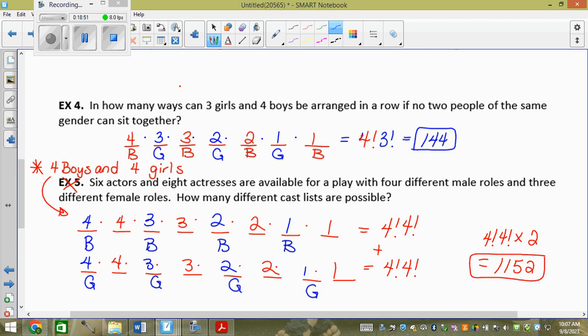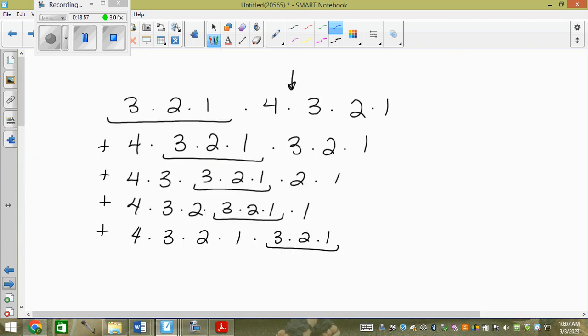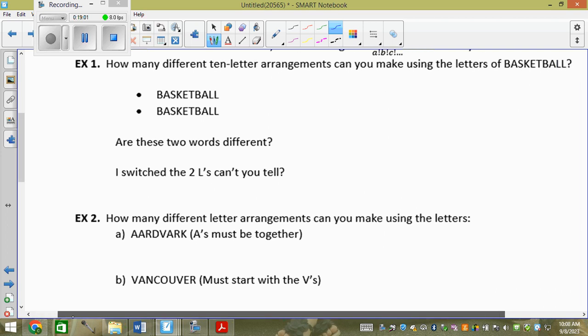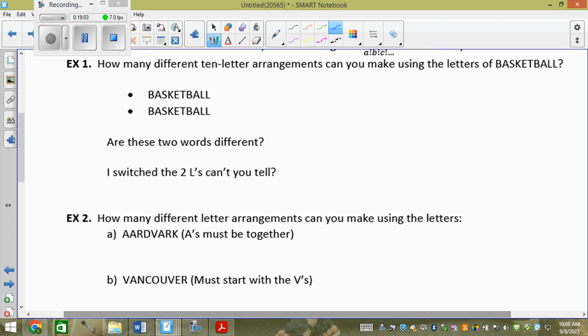1,152. Okay, now we're flipping over, talking about repetition. We're going to go straight to this example of basketball. So it says here, how many different 10-letter arrangements can you make using the letters of basketball?